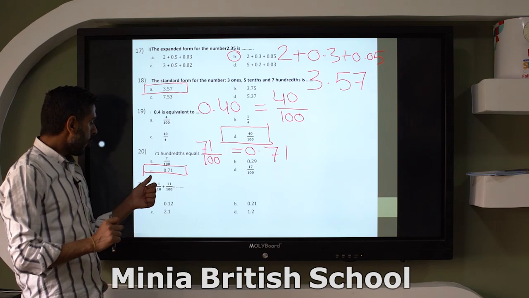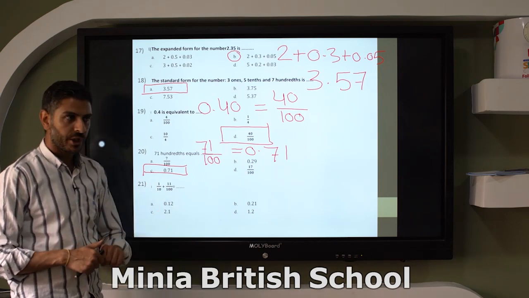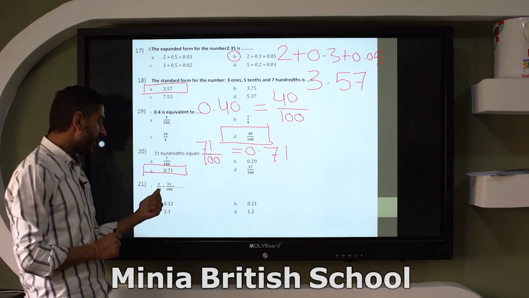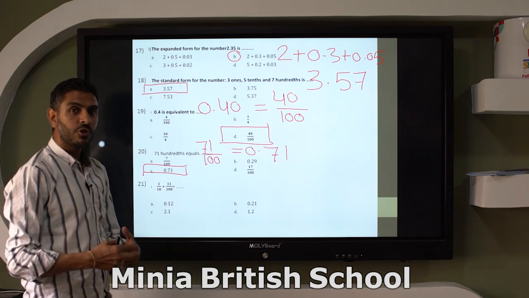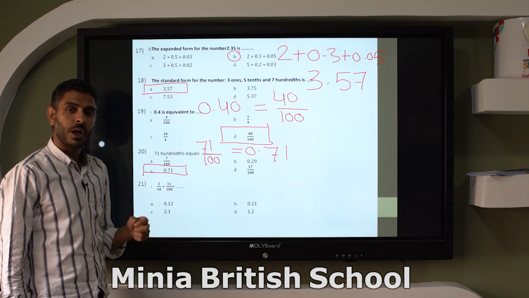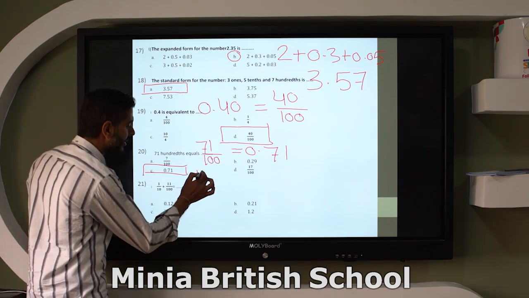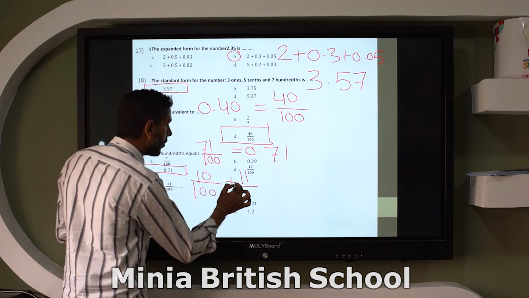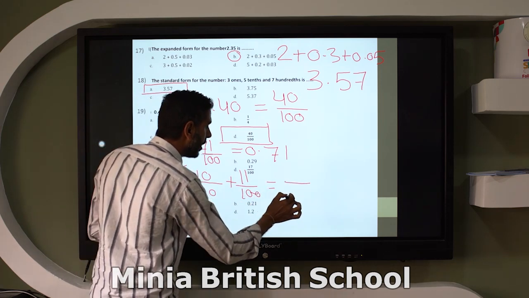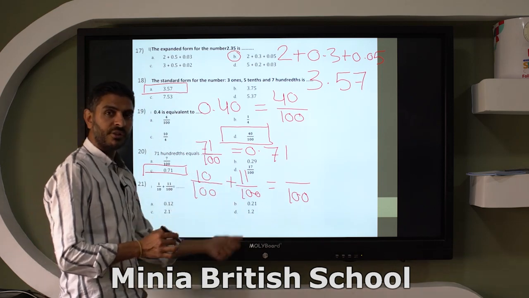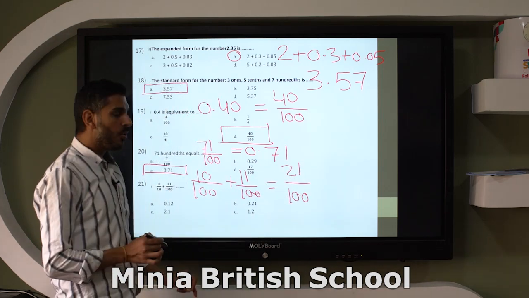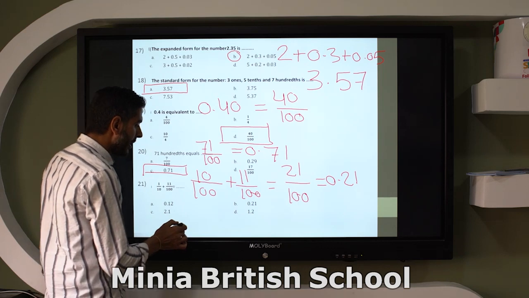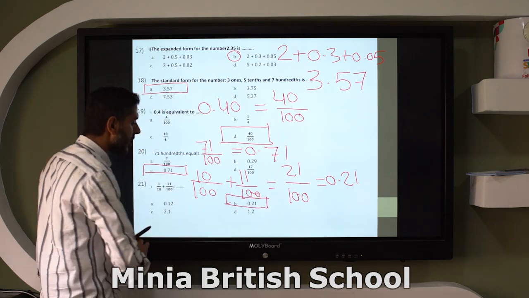Number 21, 1 over 10 plus 11 over 100. Here the denominators are not equal. The denominator here is 10, and in the second fraction 100. So multiply the first fraction up and down by 10. 1 times 10 equals 10, and 10 times 10 equals 100, plus 11 over 100. The denominators equal 100, and 10 plus 11 equals 21. So 21 over 100, 0.21. It's letter B.